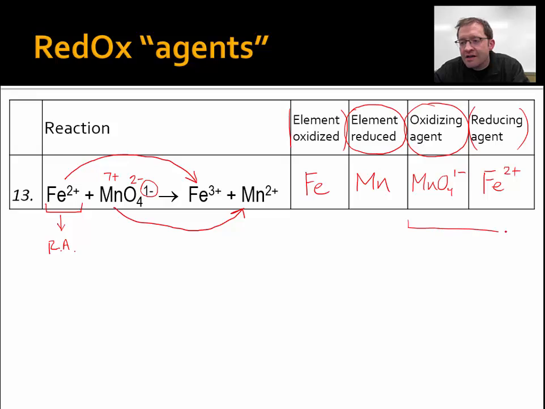Notice how over here, as I'm identifying agents, I want to show for sure all the charges that are pre-written. So I want to show the permanganate with its -1 charge. I want to show the iron with its +2 charge. When we're identifying the elements being oxidized, it's not necessarily the case that we have to show those charges, because the atom of iron, the element iron, is being changed. The element manganese is being changed. Their pre-charge, their ending charge, isn't as important as knowing that's the element being changed. So agents are a little trickier, for sure.